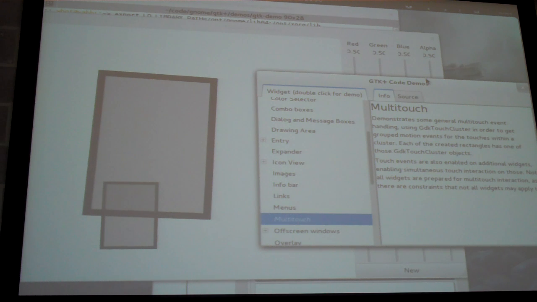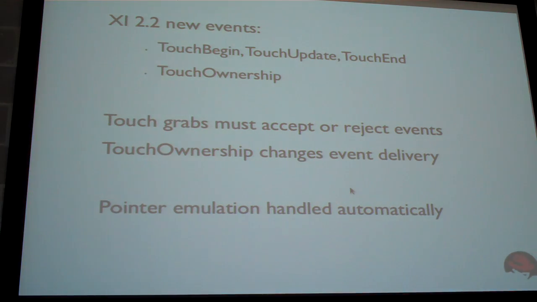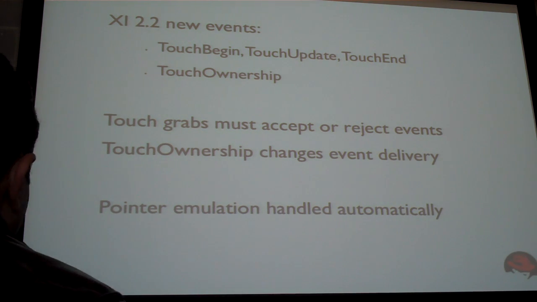Yeah, that's pretty much it for the demo actually. So just a quick summary here. We've got 3 new events that matter, plus the ownership event that matters for some applications, but only very, very few. Touch grabs, if you have a grab, you must accept or reject it. Otherwise, you literally hang that particular touch and it cannot be used by anyone else. Touch ownership changes the event delivery, as I explained before. I'm quite happy to explain it again if you think you need it. And the pointer emulation is handled transparently inside the server, so you don't need to worry about that at all.